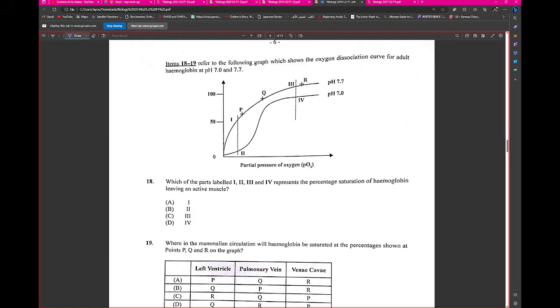So let's look at this. Which of the following labeled 1, 2, 3, and 4 represents the percentage saturation of hemoglobin leaving an active muscle? The partial pressure of oxygen should be low, right? What would be the answer? Sir, I would say B, sir. B.